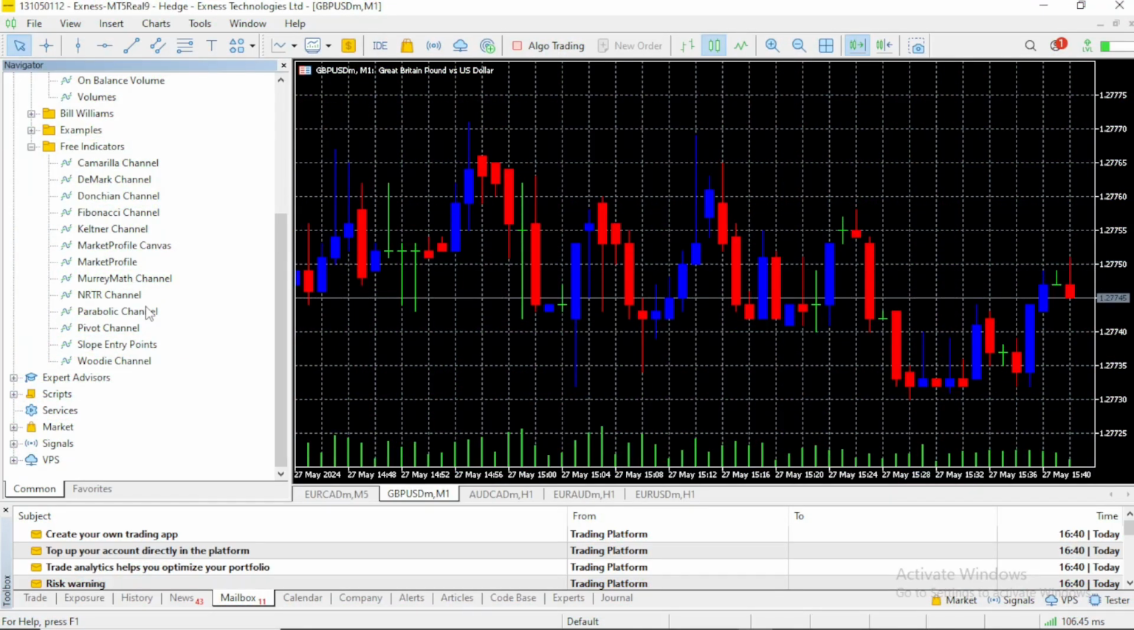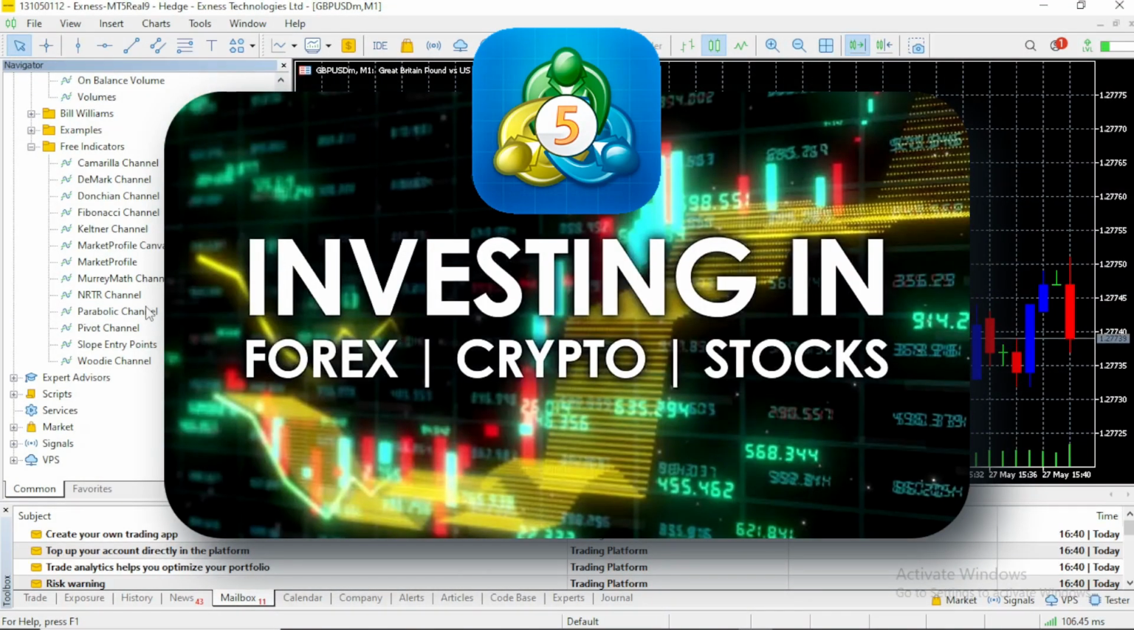Secondly is the trading itself. MT4 focuses on forex trading and offers a single edge and netting account system, but MT5 expands on MT4's capabilities by offering multi-asset trading. We have forex, stocks, and cryptocurrencies.